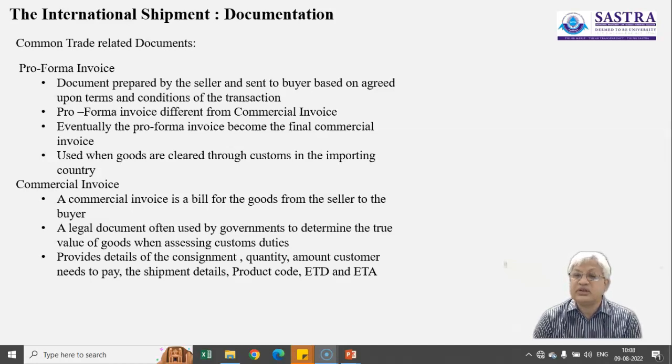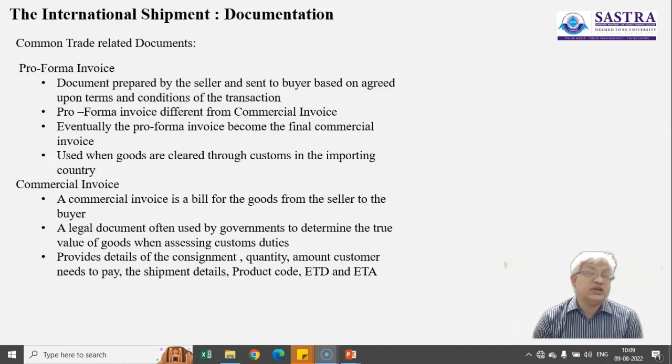But there are certain distinct issues related to the commercial invoice, because a commercial invoice is an invoice prepared when the goods are ready to be shipped. It is used when goods are cleared through customs in the importing country. The pro forma invoice is definitely attached. Along with this, the customer indent, if it is required by the customs of that country, has to be attached. Now the next part we come to is understanding the commercial invoice.